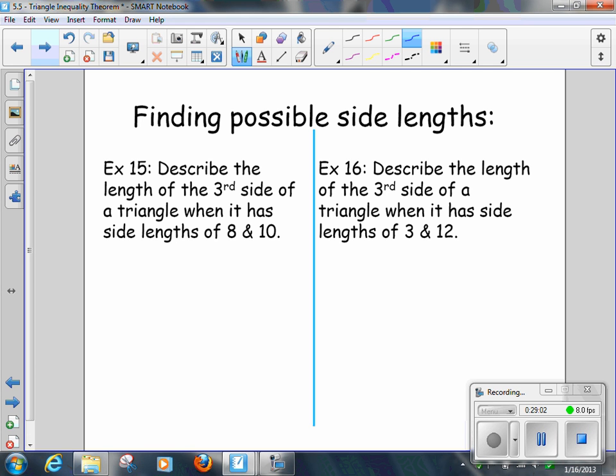Finding possible side lengths. Look what it says. Describe the length of the third side of a triangle when it has side lengths of 8 and 10. You better be paying attention. Take 8, 10, add together. Once you get to that, subtract from 180. 60? No, because we're talking about sides, and angles only have to do with 180.